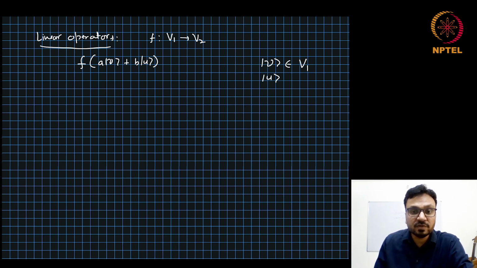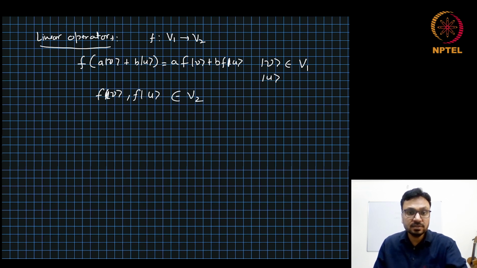on which the vector space V1 is defined, then F of aV plus bU should be equal to a F of V plus b F of U, and F of V and F of U belong to V2, this goes without saying, because this is what the transformation is. F maps the vector of V1 to V2, but if we have a combination of vectors in V1 on which F is acting, then it should satisfy in this fashion. Then we can call it a linear operator.